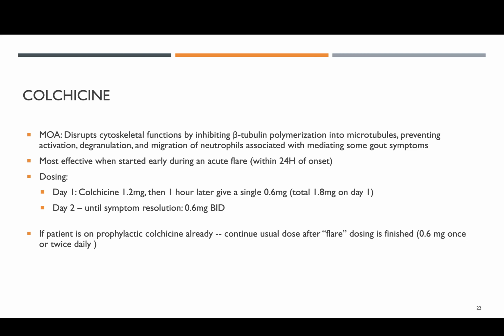If a patient, I'll talk about prophylaxis and urate-lowering therapy in a minute. But if a patient is already on colchicine, make sure that even after the flare is done, you keep them on their dose of colchicine. That's going to be usually like that 0.6 milligrams twice a day going forward. Some consideration for colchicine.